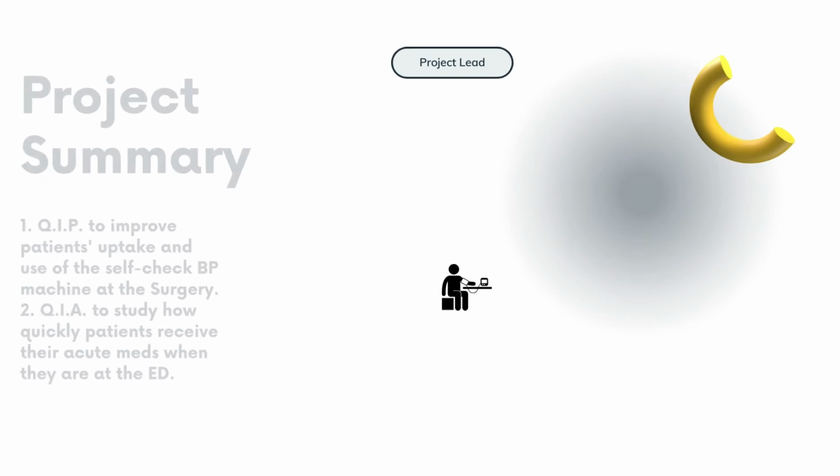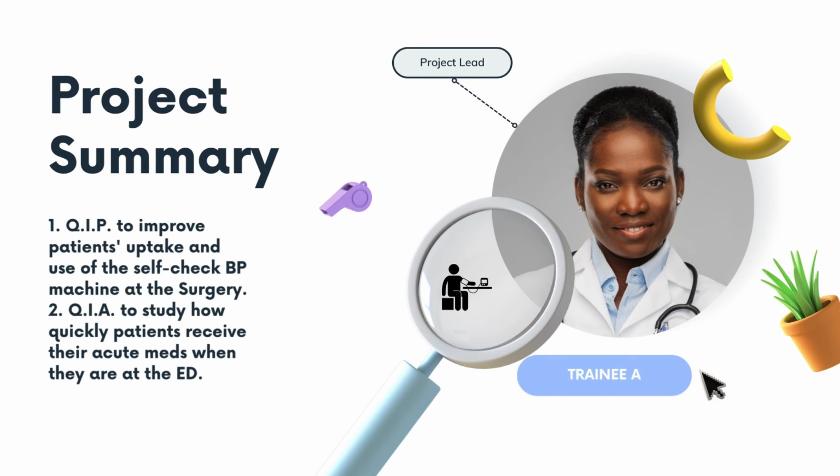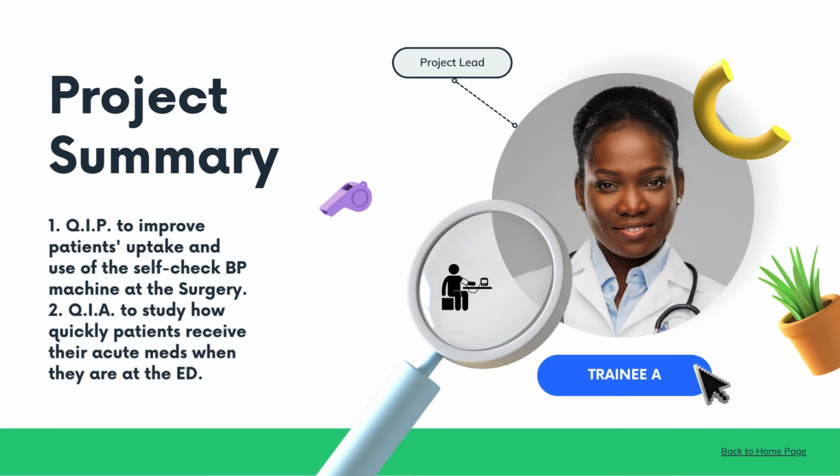Meet A, the last but not the least example, features a few activities. A QIP to improve patients' uptake and use of the self-check BP machine at the surgery. A QIA to study how quickly patients receive their acute meds when they are at the emergency department.